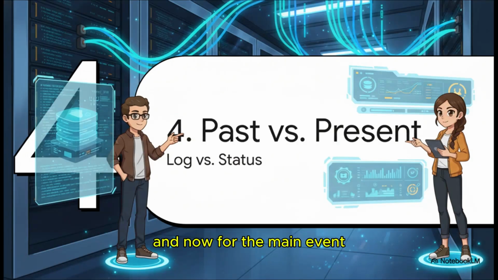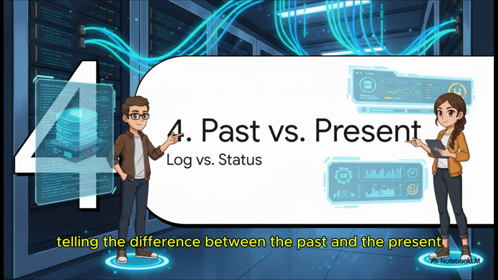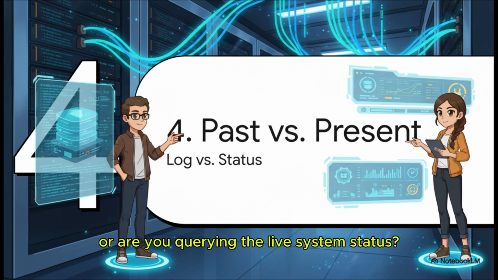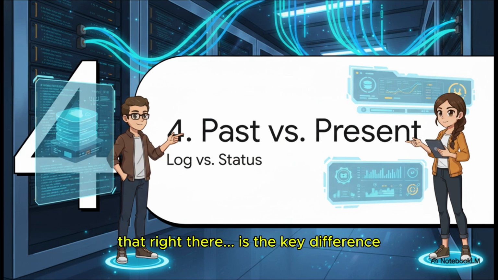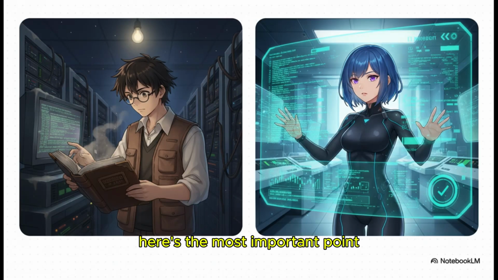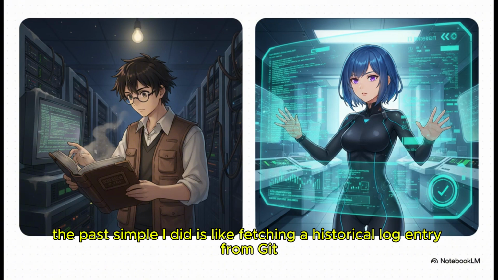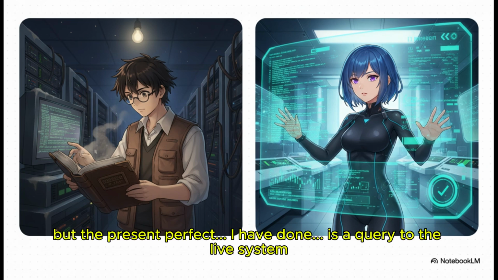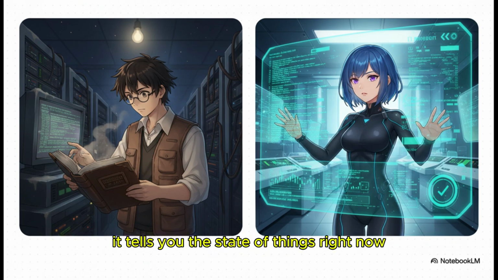And now for the main event, telling the difference between the past and the present. I want you to think of it like this. Are you reading a historical log file, or are you querying the live system status? That right there is the key difference. Here's the most important point. The past simple, "I did," is like fetching a historical log entry from Git. It's a finished, time-stamped event. It's done. But the present perfect, "I have done," is a query to the live system. It tells you the state of things right now.